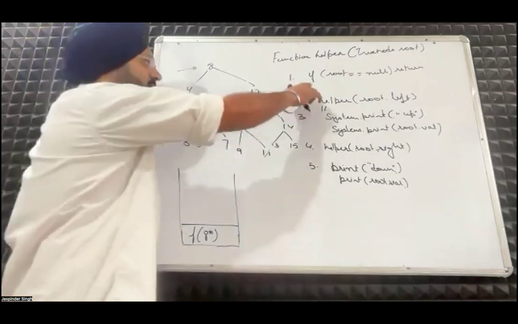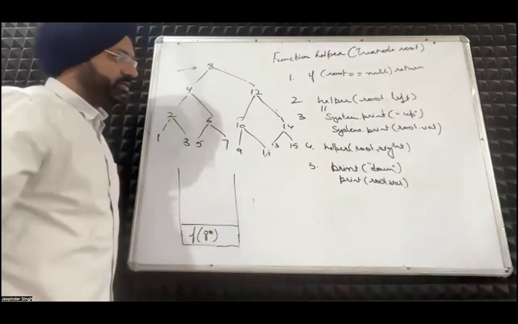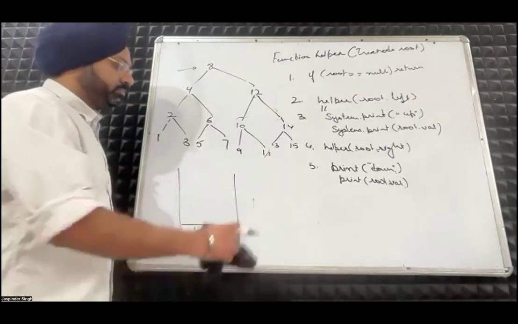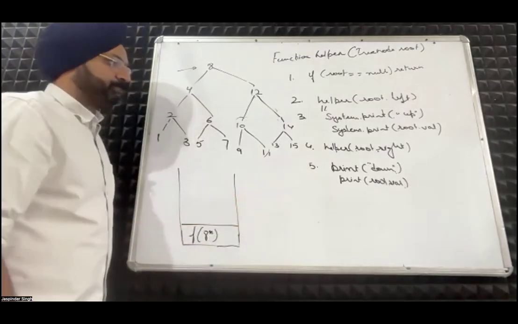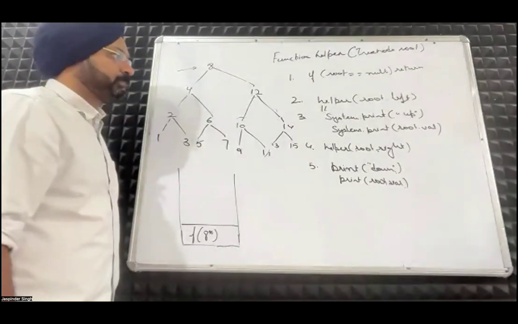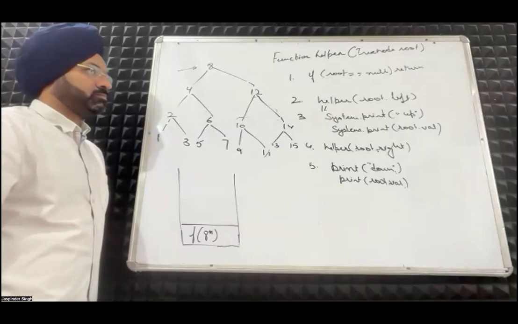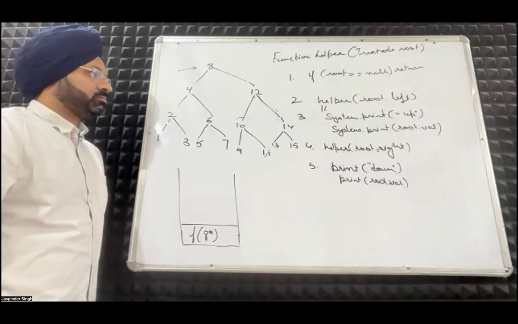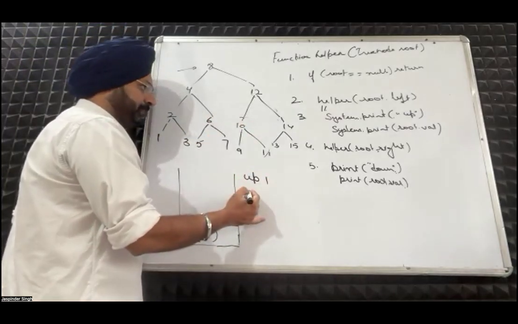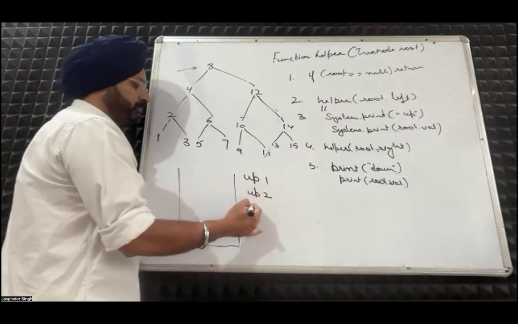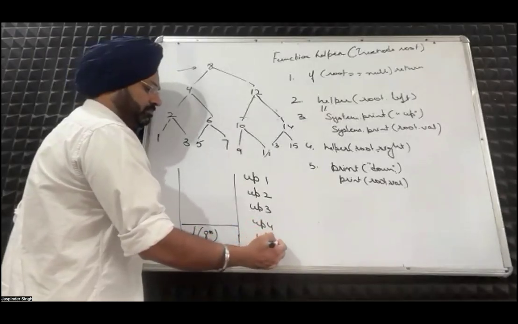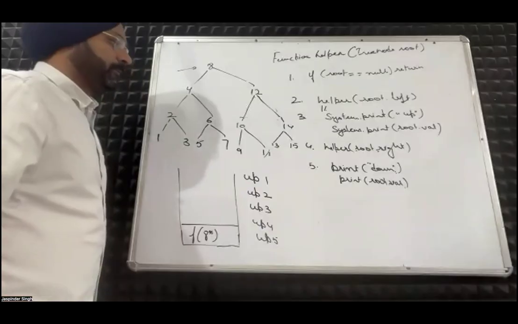All right. Anybody who can tell me what will be the order of prints over here? What will be the output of this function? In order 1, 2, 3, 4, 5, 6, 7, 8, 9, 10. Look at the print statements. There will be up 1, up 2, up 3, up 4, up in order. Anybody else?